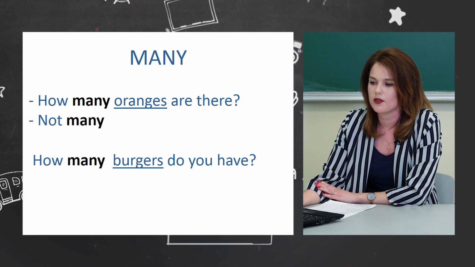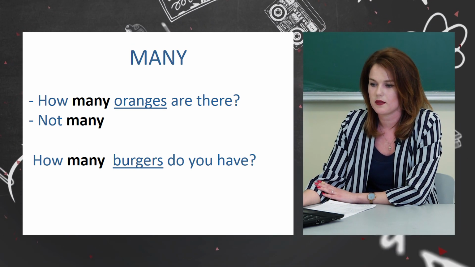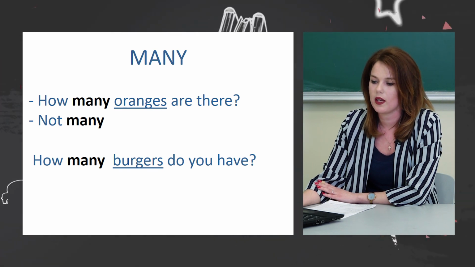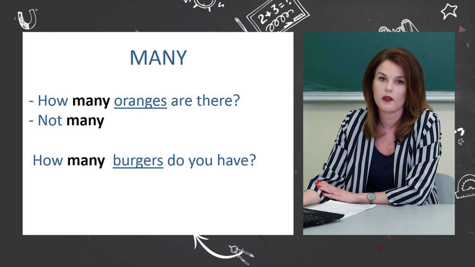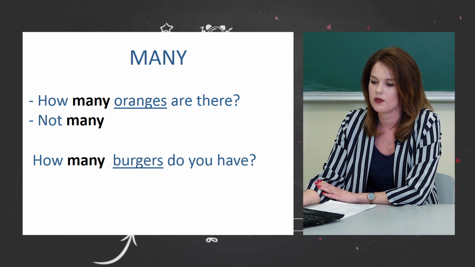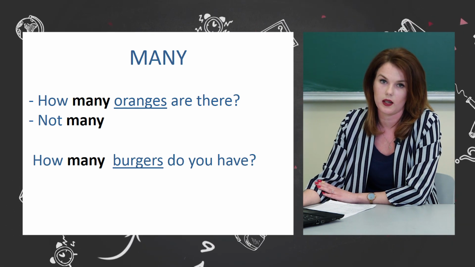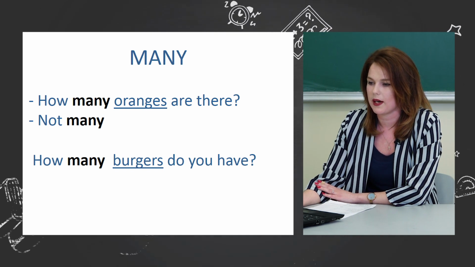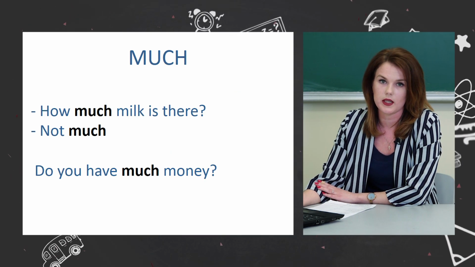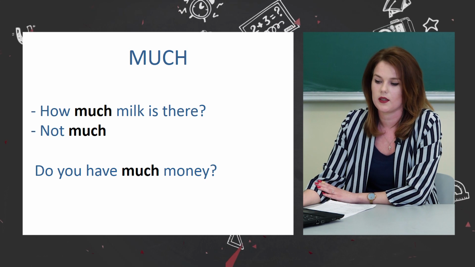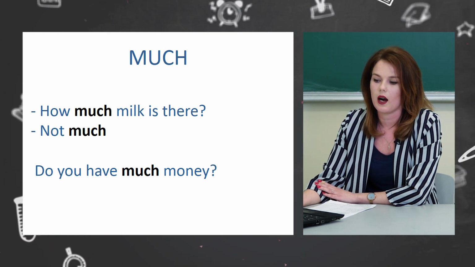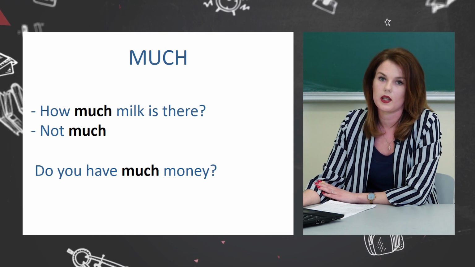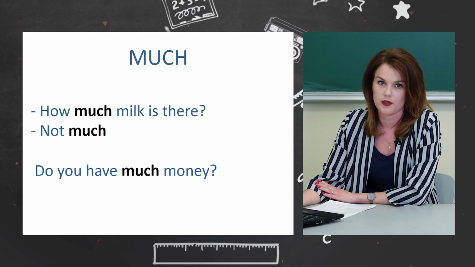How many oranges are there? Not many. How many burgers do you have? We use many with countable nouns because oranges and burgers are countable nouns. Much. How much milk is there? Not much. Do you have much money? Money and milk are uncountable nouns, and that's why we use much.